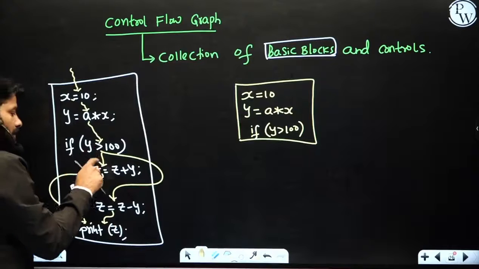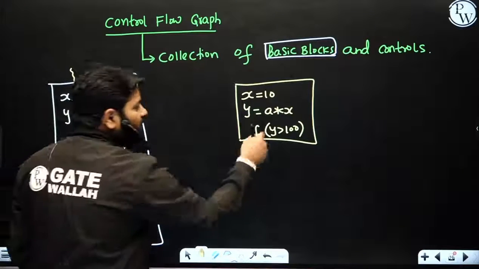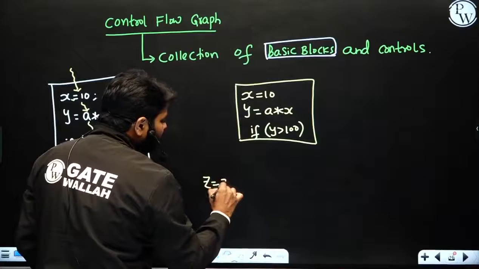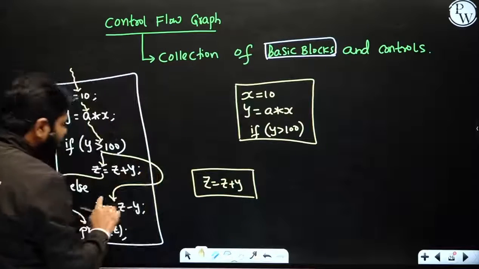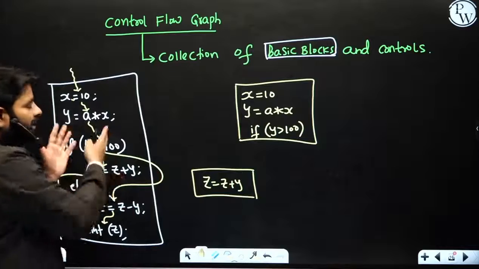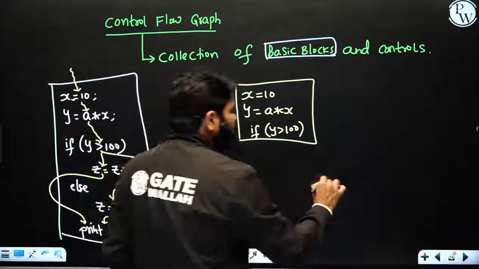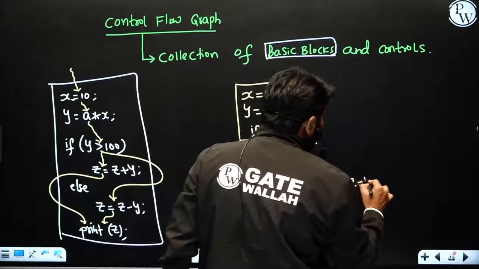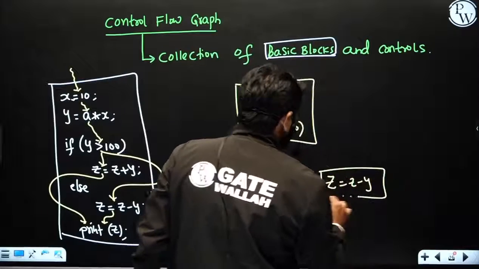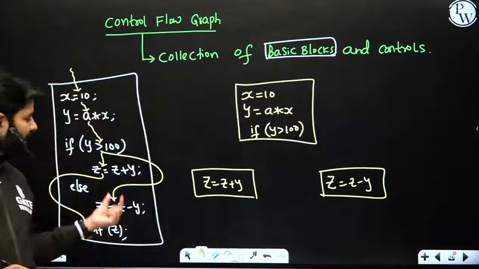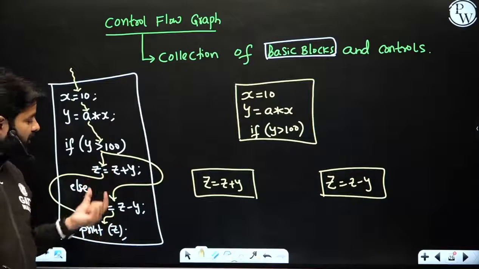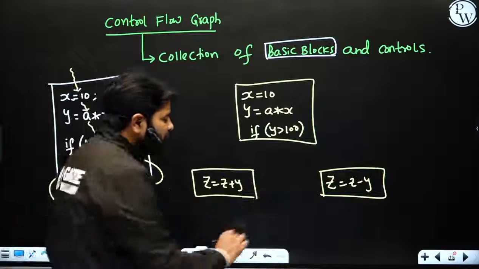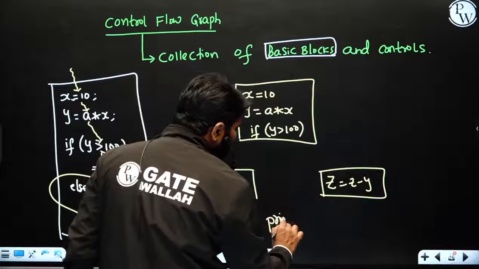After executing this, definitely it will come here and also here. Now I can't combine the z is equal to z plus y here because this should be a separate basic block. And z is equal to z minus y, you can't combine with anybody, it's separate. Now the question is, can I keep this print z with any of these? No. This print z may execute after this or after this, so for both of them it should be available. So we keep print z separate.